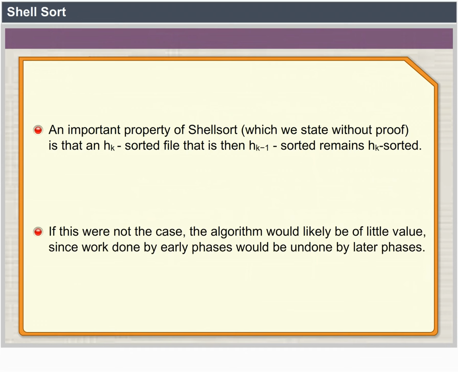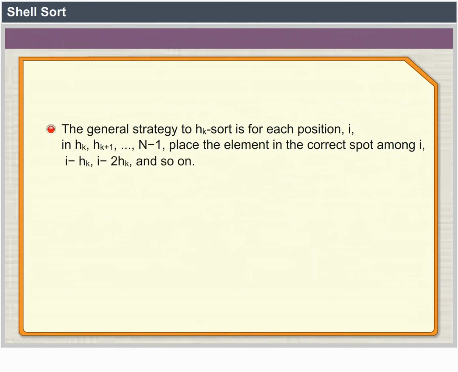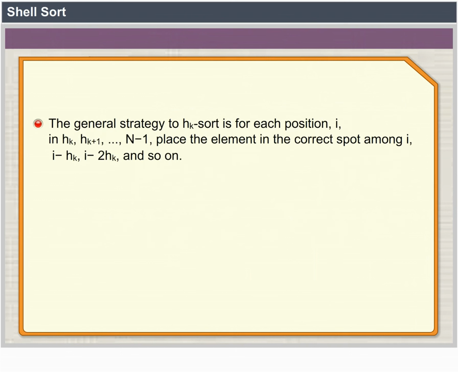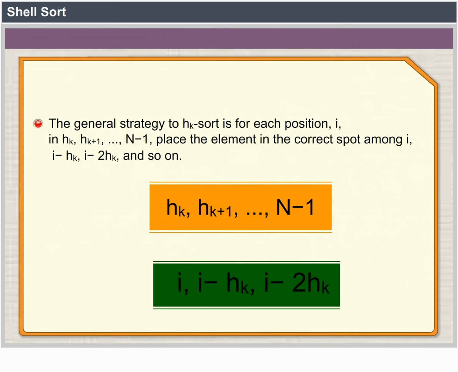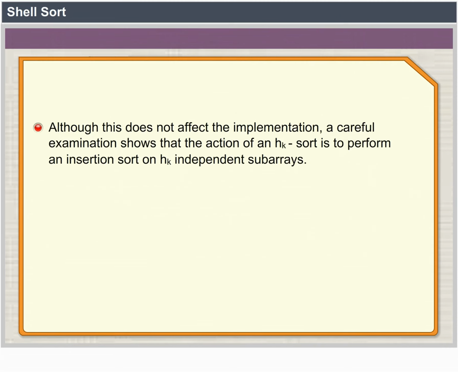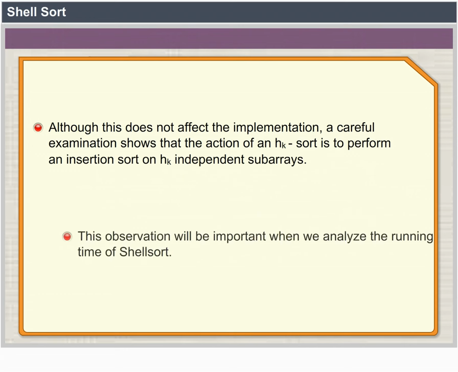The general strategy to hk-sort is, for each position i in hk plus 1 up to n-1, place the element in the correct spot among i, i minus hk, i minus 2hk, and so on. Although this does not affect the implementation, a careful examination shows that the action of an hk-sort is to perform an insertion sort on hk independent subarrays. This observation will be important when we analyze the running time of shell sort.